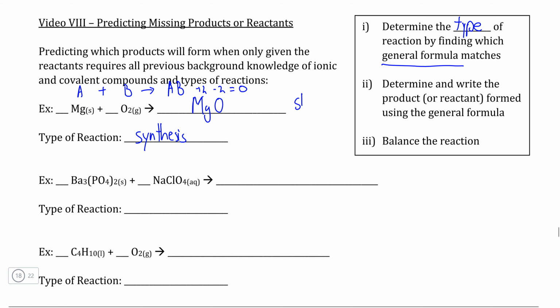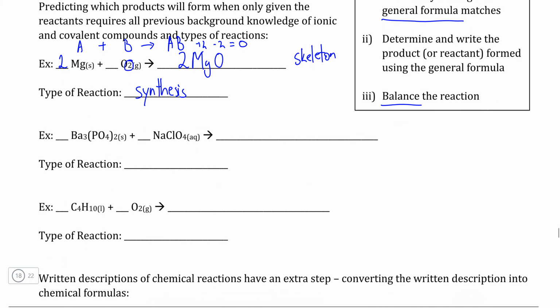So we have successfully constructed our skeleton equation here, and all that we have left to do is balance the chemical reaction. We're actually going to do this here because it's quite straightforward. We add a 2 in front of magnesium oxide to balance oxygen, because there's 2 oxygen in oxygen gas, and then all we do is add a 2 to elemental magnesium here.